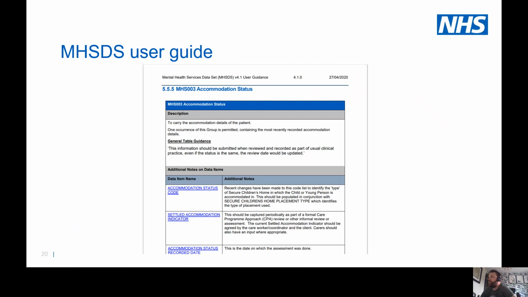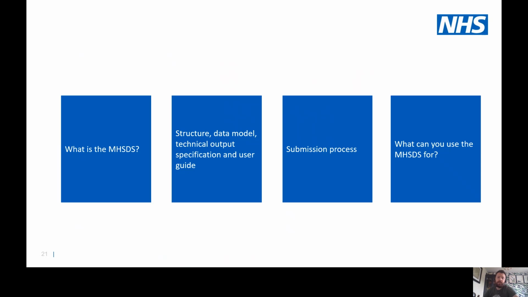So from this, we will know that one occurrence of this group is permitted, containing the most recently recorded accommodation details. What that means is that the latest accommodation status for that person in that provider is submitted in that month. That's basically what it means. And then there are additional notes on data items as well. So the accommodation status code, you can see it's hyperlinked. So that's an NHS data dictionary national code list. So click on that, and it will take you to that page there. Similarly for the settled accommodation indicator and the accommodation status recorded date. So that's a whistle-stop tour of the structure, data model, TOS, and user guide.